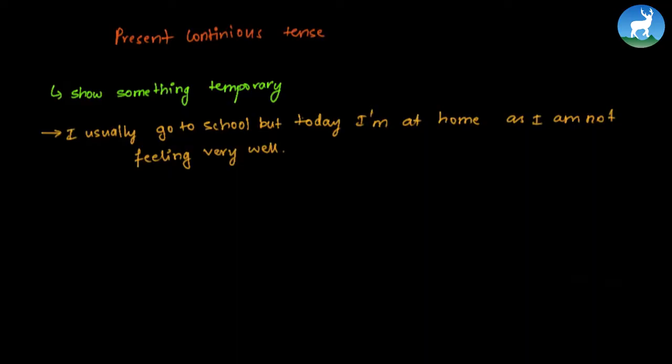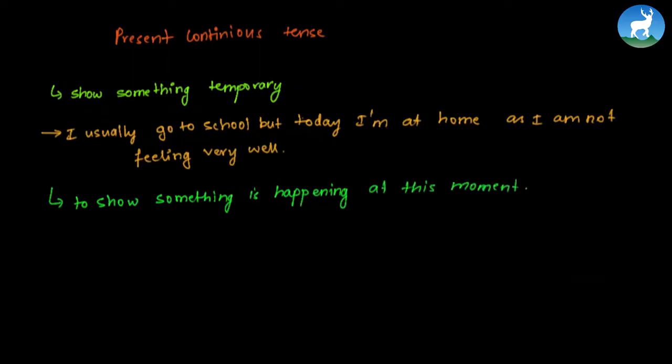I'm not feeling well. We can also use present continuous tense to express the idea that something is happening now, at this moment, right now. For example, I am writing. I am writing at this moment. He is learning. This is happening in the present. Right now, I am writing and you are learning. So, we use the present continuous tense. It's happening at this moment.